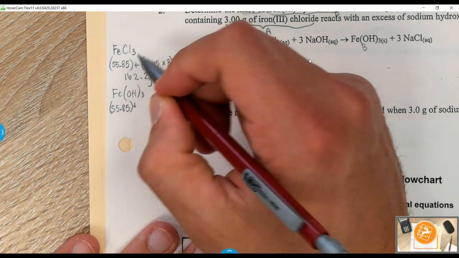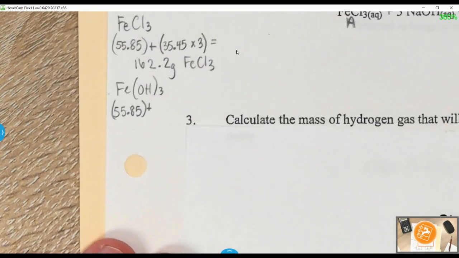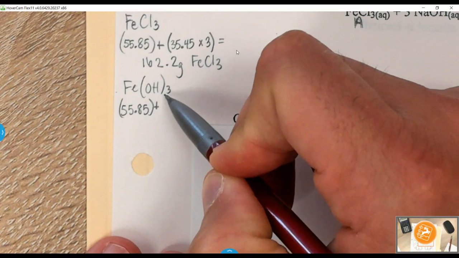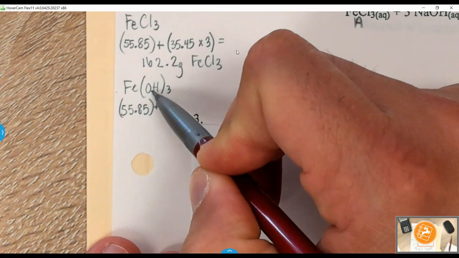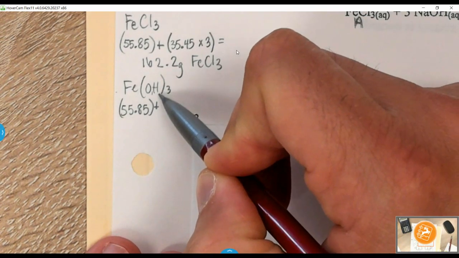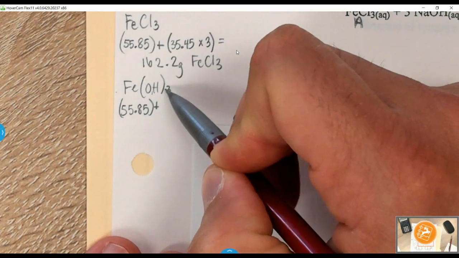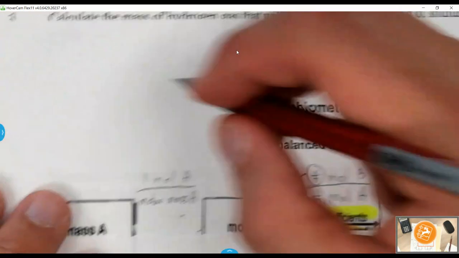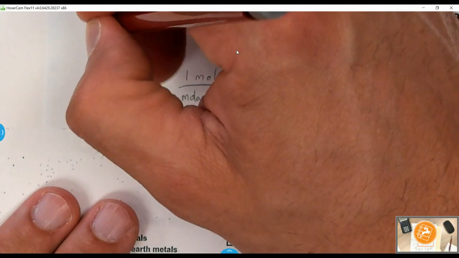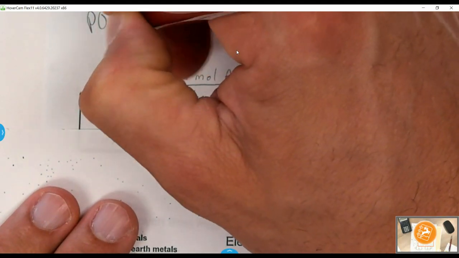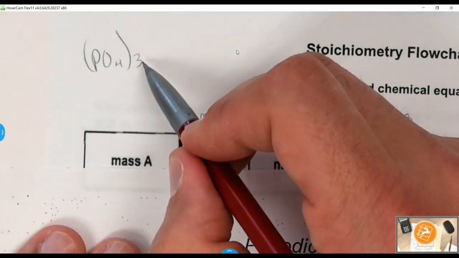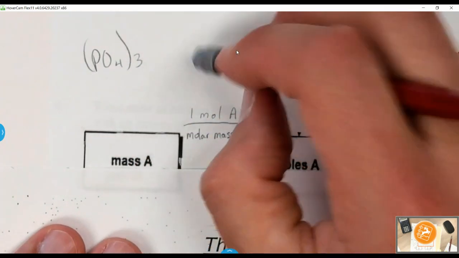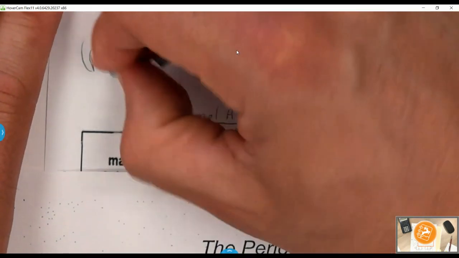Plus. Now, zoom in for a second. When you have a number outside of the parentheses, it distributes inside. So there's one oxygen, there's one hydrogen. 3 times 1 is 3. So you're going to have 3 oxygen and 3 hydrogen. Hypothetically, if you saw something like PO4 with a 3 outside, you would have 3 P's, and 3 times 4, you would have 12 oxygens. I want you to keep that in mind.